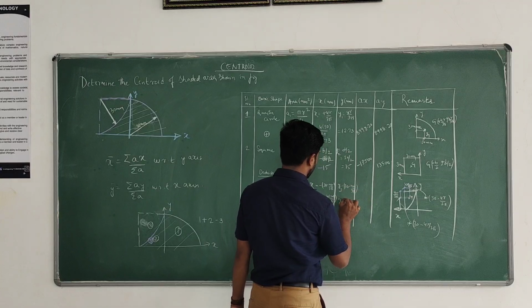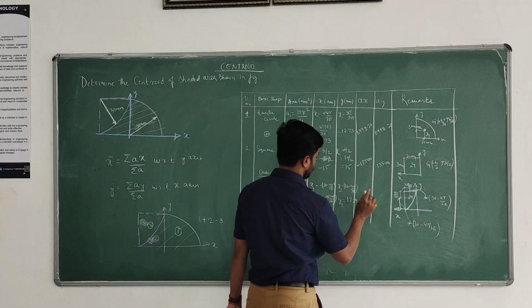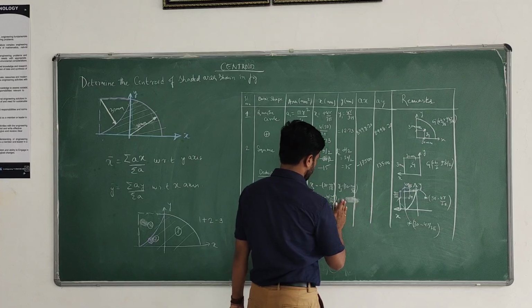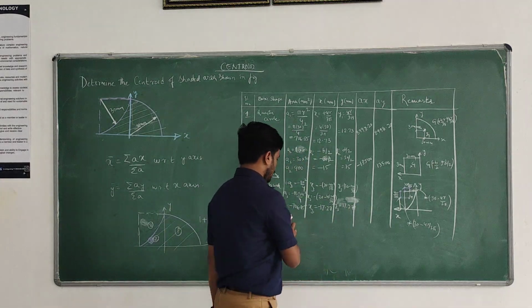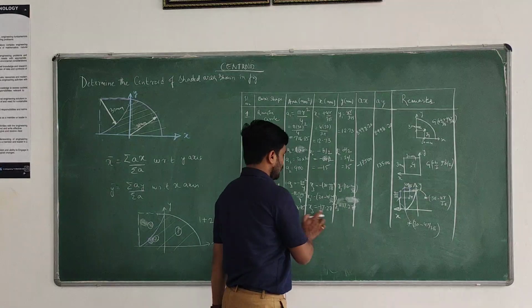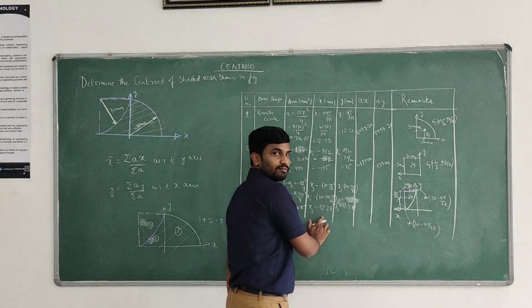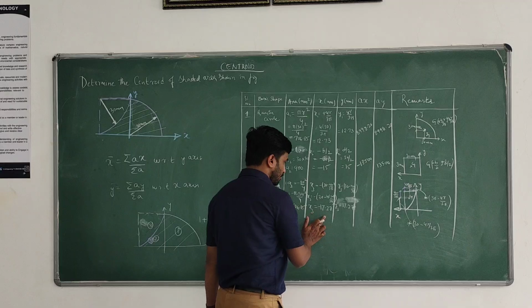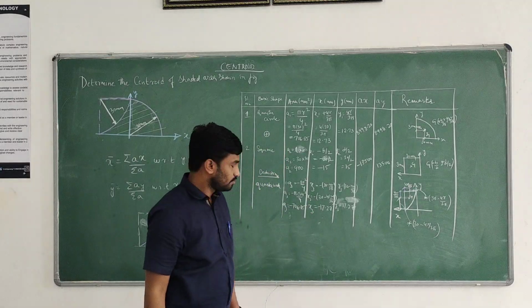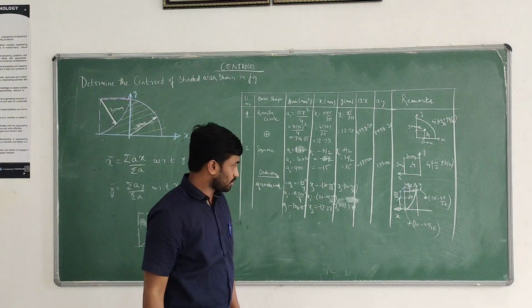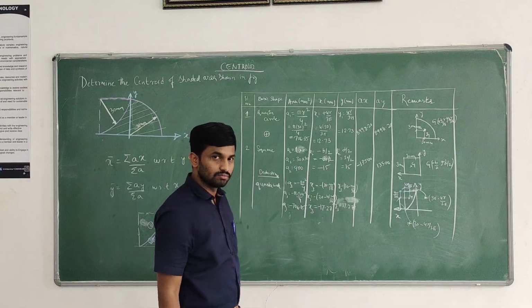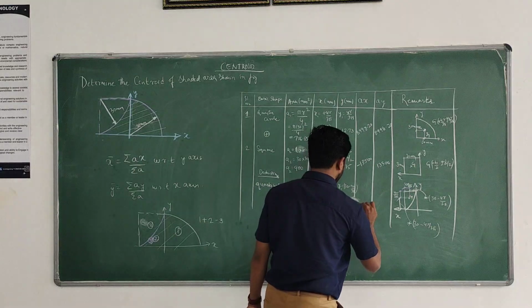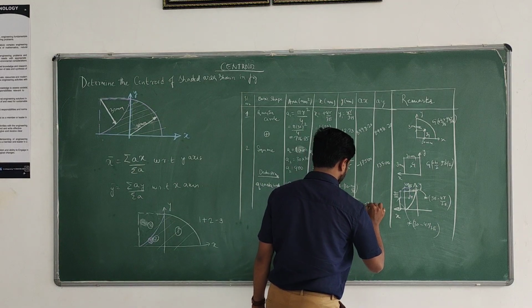Therefore y3 is positive 17.27. y3 is 17.27 because in the second quadrant y3 is positive. Now a3 x3, a3 y3. So minus into minus is plus. So what is the value? 706.85 multiplied by 17.27 is 12207.29.